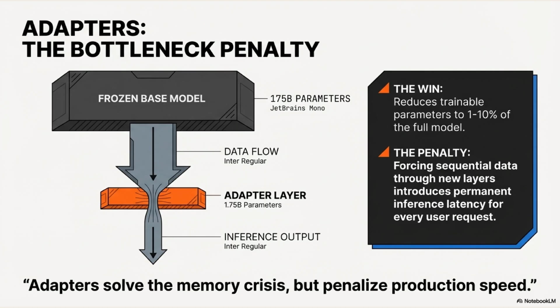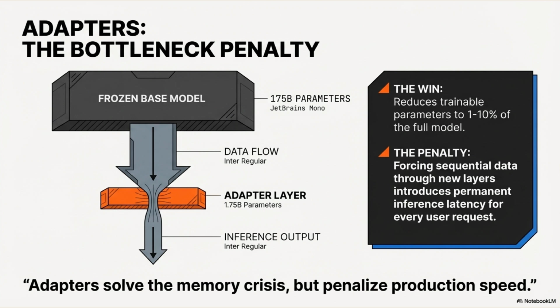The win is real and substantial. By freezing the base model and only training the adapter, we reduce trainable parameters to 1 to 10% of the full model. The memory requirements drop dramatically. The general intelligence of the base model is preserved, no catastrophic forgetting. But look at the penalty and read it carefully. Forcing sequential data through new layers introduces permanent inference latency for every single user request. This is the hidden tax.